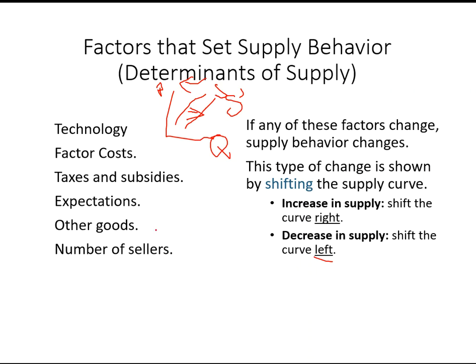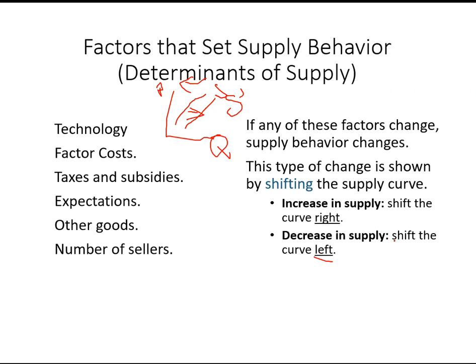And also for other goods, if the producer realizes that more and more substitutes join the market, they will realize that if they keep producing the same amount, they may not be able to sell it. So in order to avoid that, they will start to decrease their production. Decreasing the supply means shifting the curve to the left.